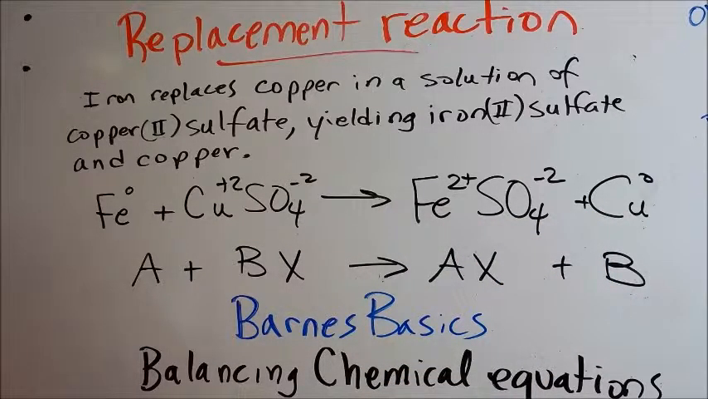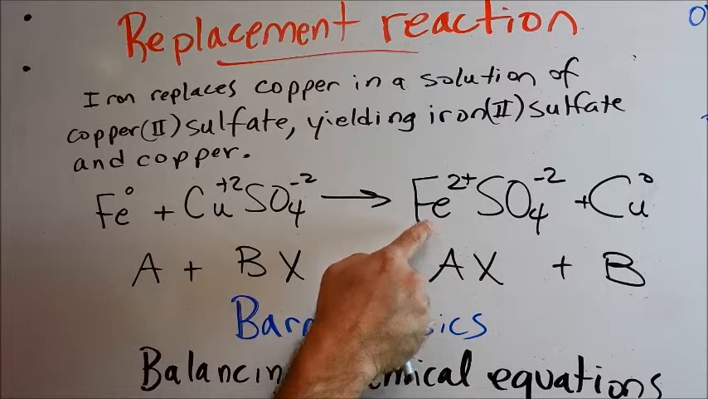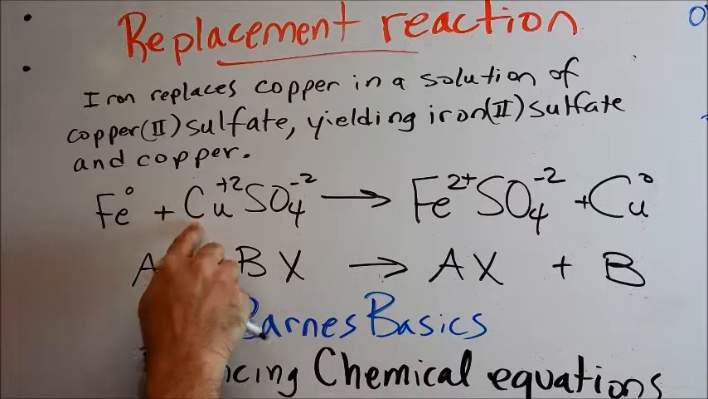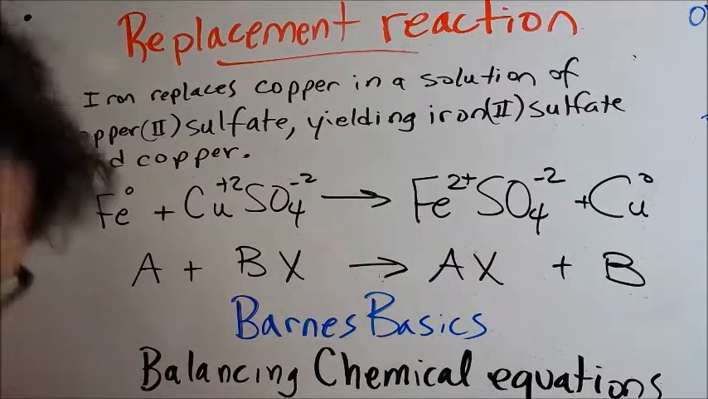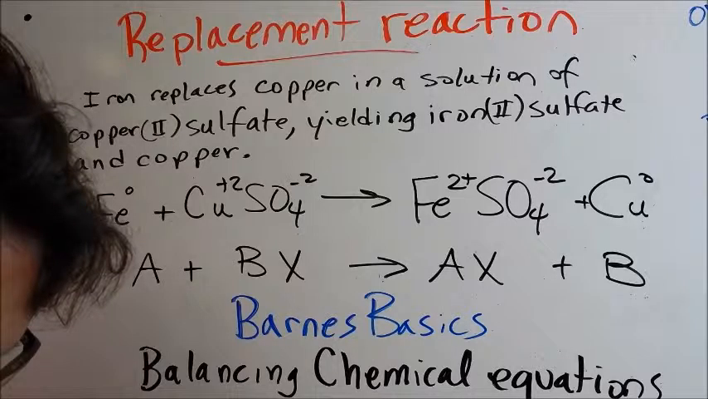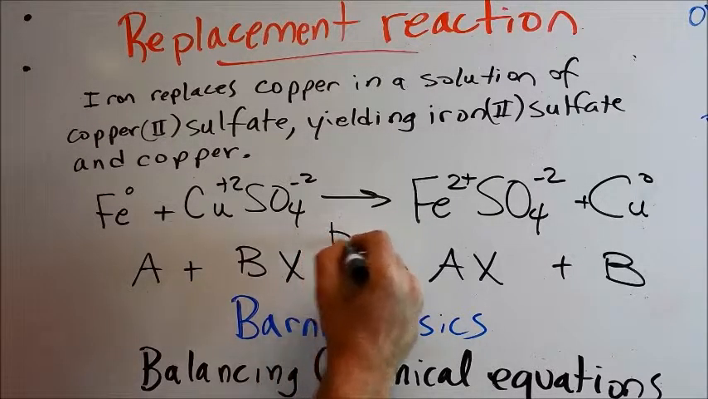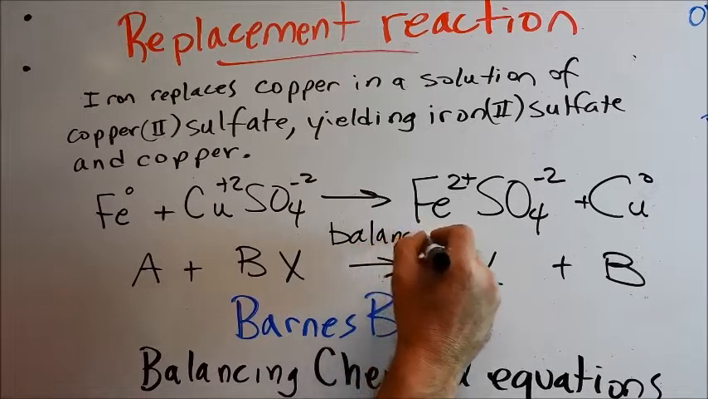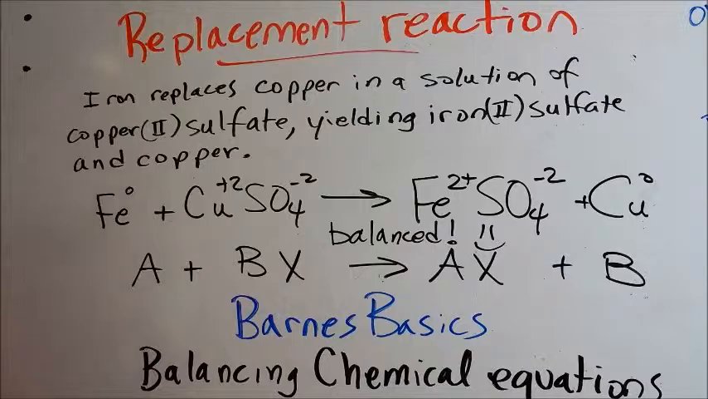So this is a relatively simple equation. I think there's not a whole lot to do here. Iron, there's one on the left and one on the right. Copper, one on the left, one on the right. Sulfate, one on the left, one on the right. And that is it. That's a balanced equation. I would call that the easy one.